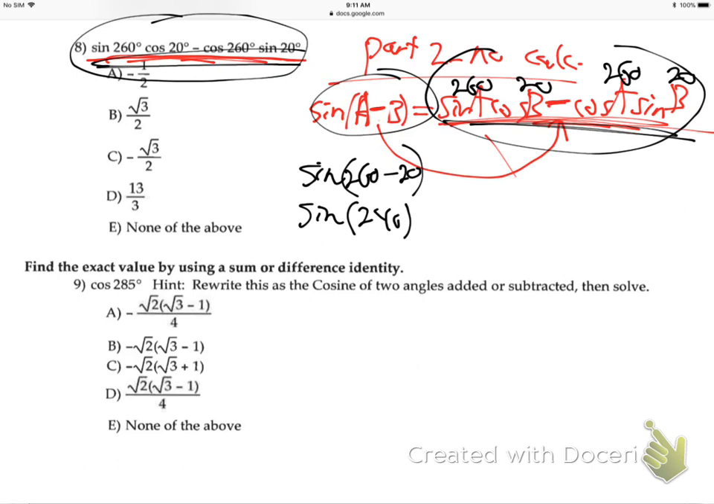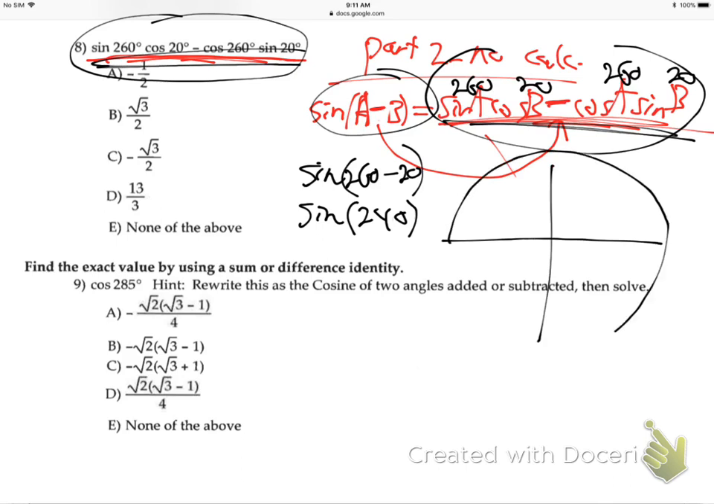So it's all come down to this. You do need to be able to do the sine of 240 without a calculator. Use the unit circle. Go ahead. Let me give you a second. You okay with the sine of 240? I'm going to hand you the unit circle in a minute. I just think that's something that might help you.